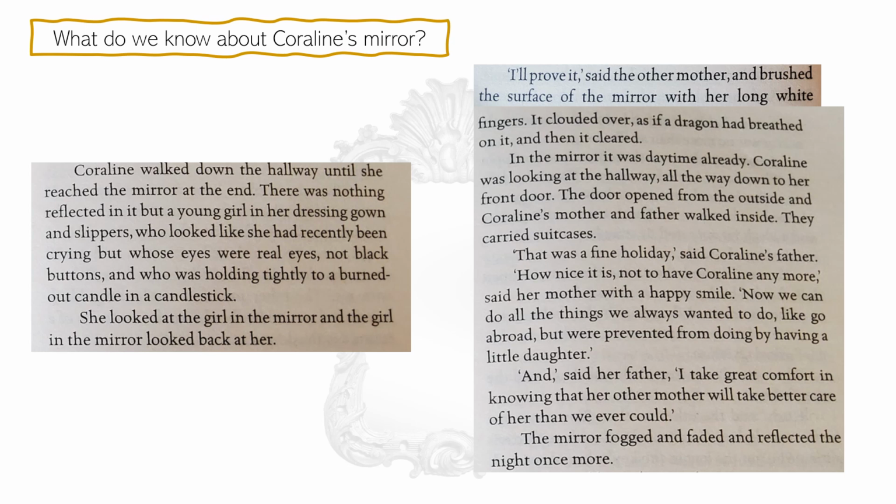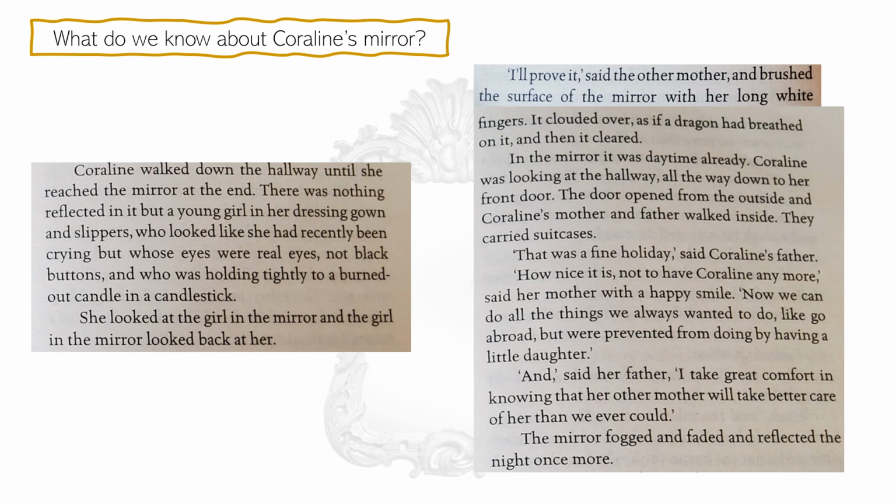Okay, so the first little extract says, Coraline walked down the hallway until she reached the mirror at the end. There was nothing reflected in it but a young girl in her dressing gown and slippers who looked like she had really recently been crying, but whose eyes were real eyes, not black buttons, and who was holding tightly to a burned out candle in a candlestick. She looked at the girl in the mirror and the girl in the mirror looked back at her.